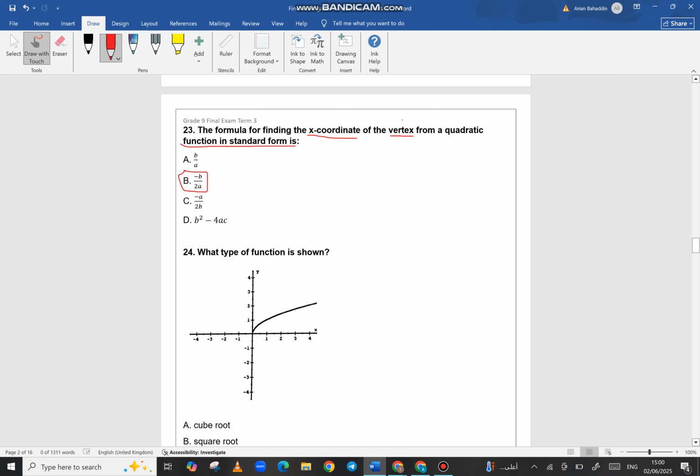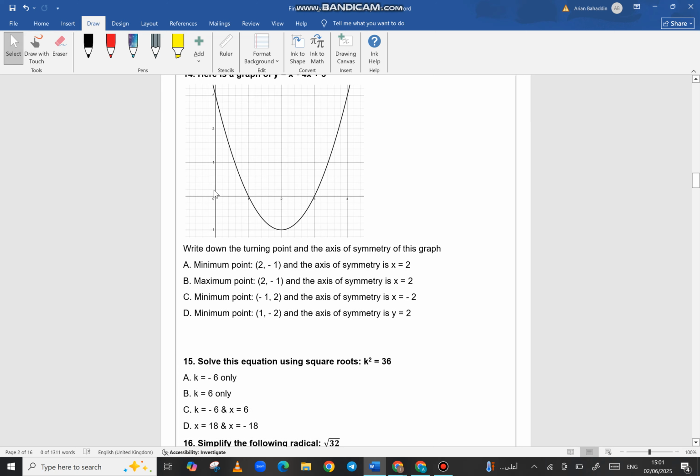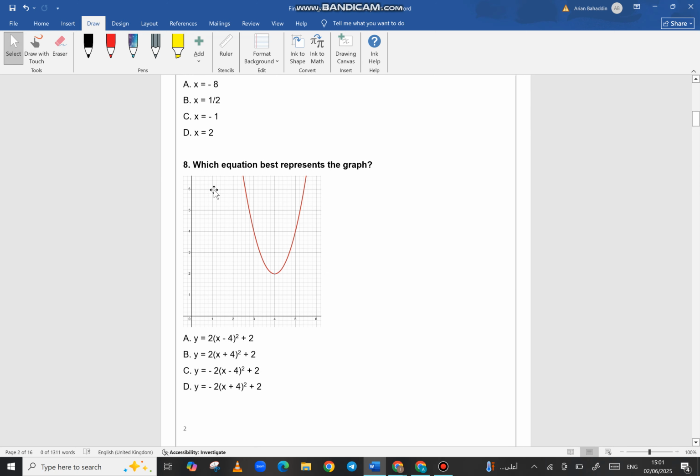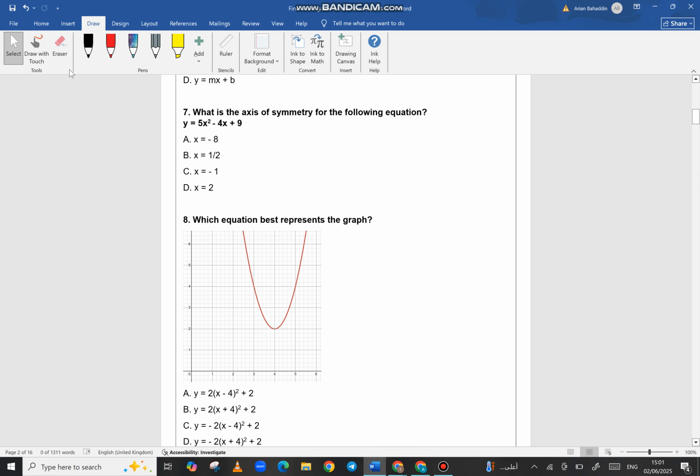Now the x coordinate of the vertex is the same as the axis of symmetry. Yeah, so you would put x equals whatever the x value is. Now, using this information, minus b over 2a, we go back up. Go back up. Here we go.